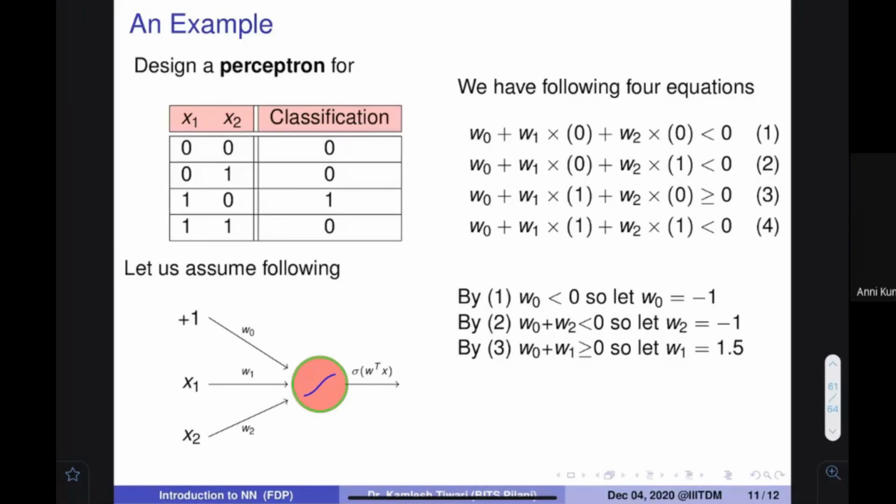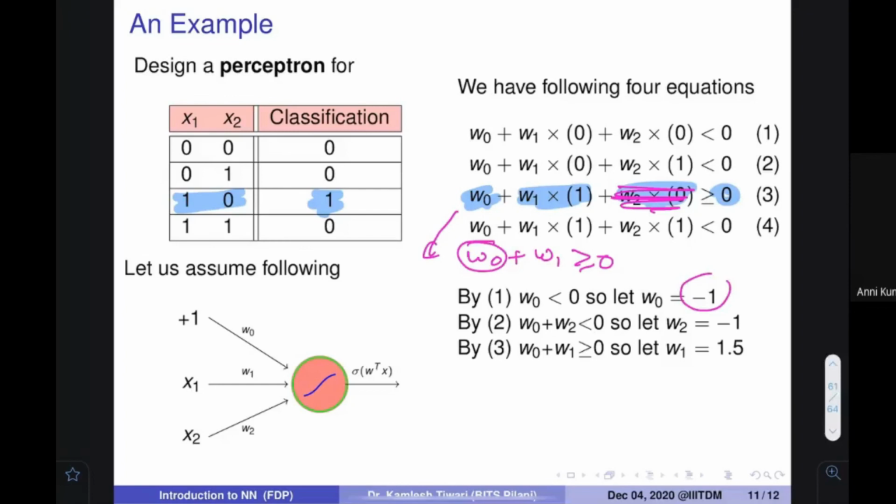Okay, let us see the third equation. 1, 0 is equal to 1. So I put the W0, this here I1, then here 0, then it should be greater than 0. Because of 0, this goes away. The equation comes out to be W0 plus W1 should be greater than equal to 0. What is W0? Minus 1. So what should be the value of W1? Can anyone suggest? 2. Yes, any value can be possible. So I can also take 1.5. Let's assume that I take 1.5. That is also fine.